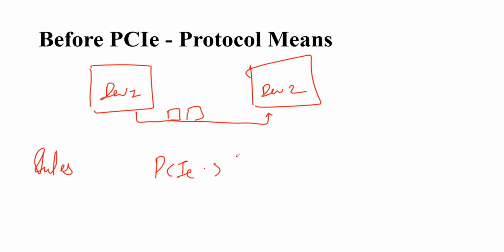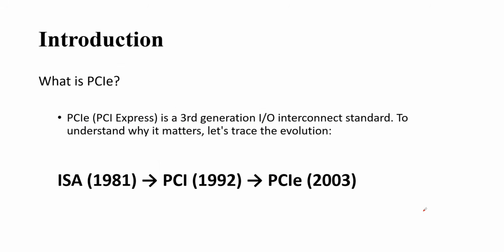Now here, PCIe stands for Peripheral Component Interconnect Express. So what is PCIe? PCIe is a third generation IO interconnect standard. So let's trace the evolution.